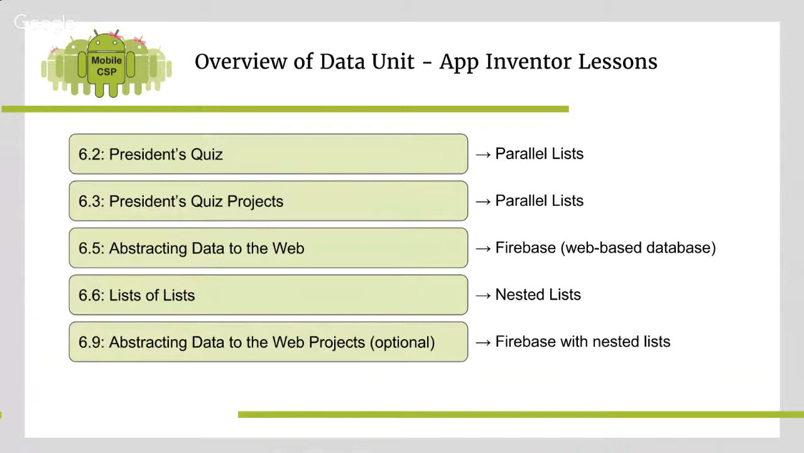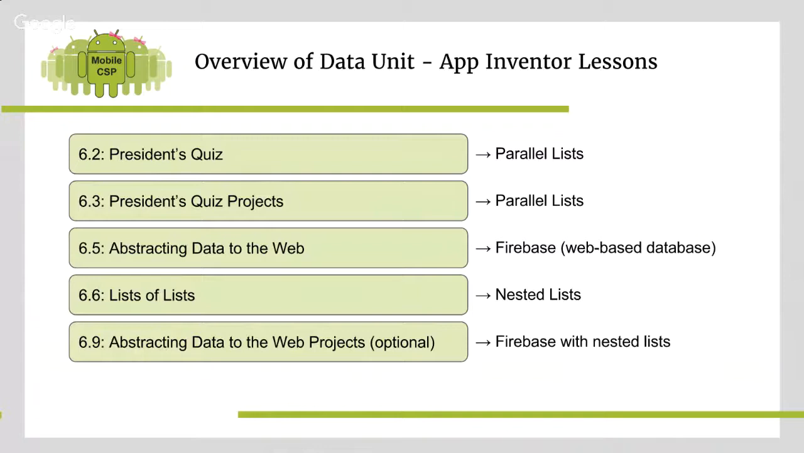So some of the key ideas that they're going to be learning out of these App Inventor lessons include the idea of parallel lists. So in the President's Quiz app, there's a list not just for the questions, but also a list for the images and for the answers that go along with it. And they are learning how to use an index variable to keep track of where they are in all three of those lists. In abstracting data to the web, we introduce students to the idea of Firebase, or a web-based database. So the capability of storing information in the cloud between uses of the app and being able to use that from multiple apps, that kind of idea.